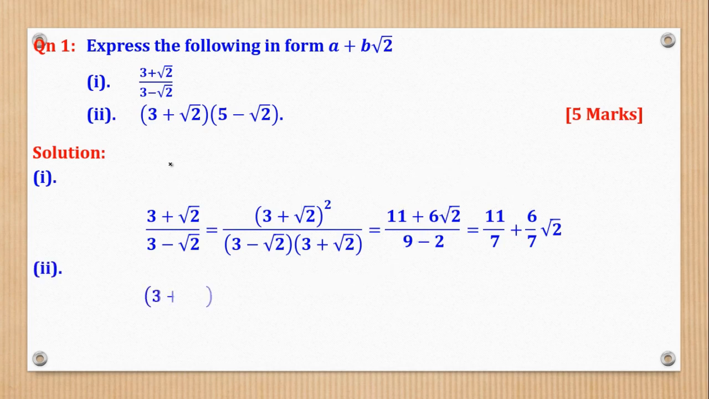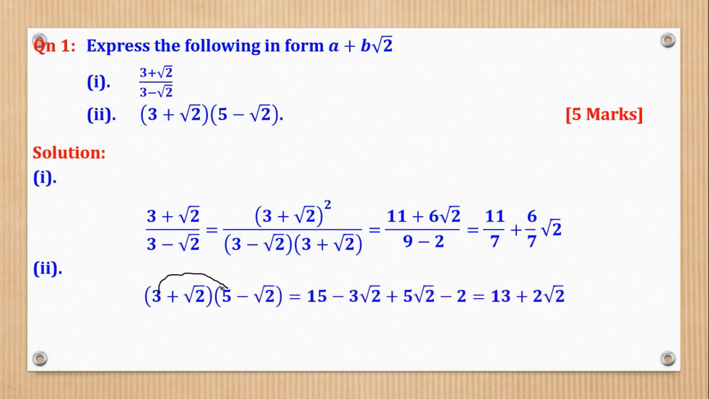Then part B, I have to open brackets, so this times this, 15, this times this is that, and this times this is this, and this times this is that. So simplify, we'll come up with 13 plus 2 root 2, and that's what they wanted.